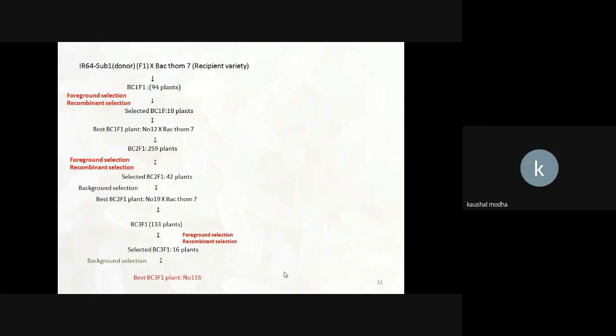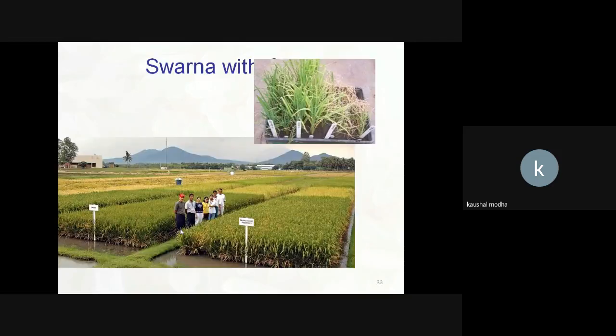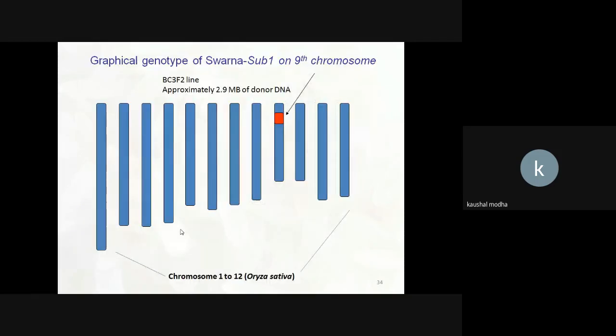This is just the scheme. Now you will be able to understand the scheme. Mostly in backcross 1, we perform foreground selection and recombinant selection. In backcross 2, both, and we can also perform background selection. In backcross 3, we perform foreground and background selection. So this is the locus governing submergence tolerance, the sub1 locus on the 9th chromosome of rice, and other genes are from the recurrent parent Swarna.